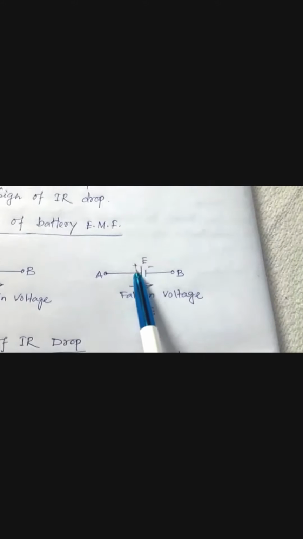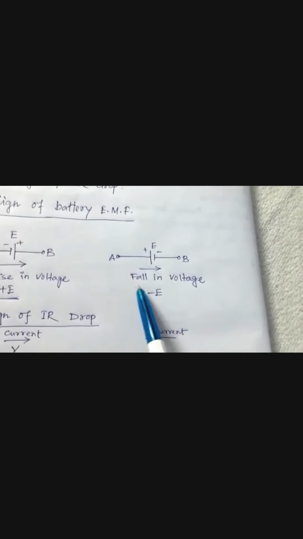In the second case, when we go from the positive terminal to the negative terminal, it is a fall in voltage, and the voltage is minus E. So going from the negative terminal to the positive terminal is a rise in voltage, and going from the positive terminal to the negative terminal is a fall in voltage, in the case of battery EMF.